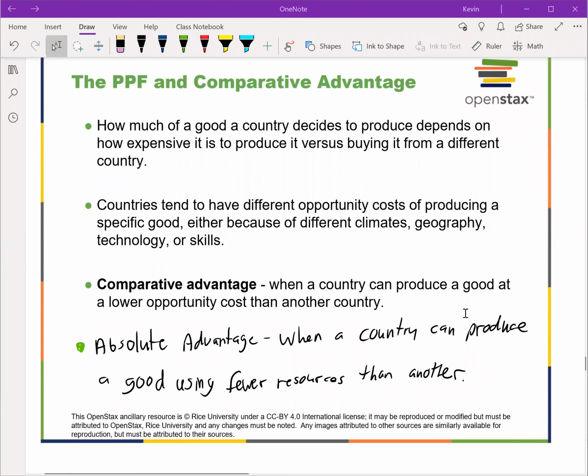Hello everyone, in this video we're going to look at what's called comparative advantage. With this, we're going to see how two countries decide who exports which good, who imports which good, and who is going to be relatively better at making a certain product.